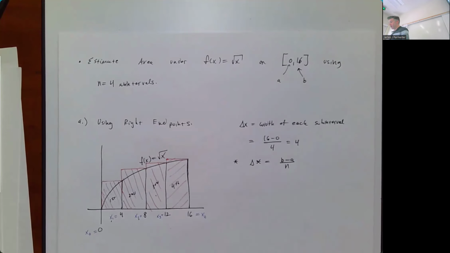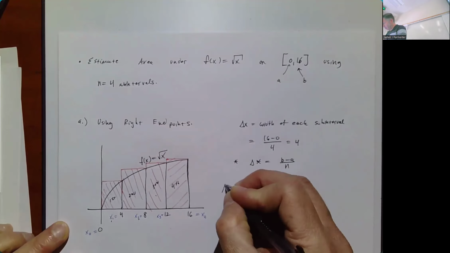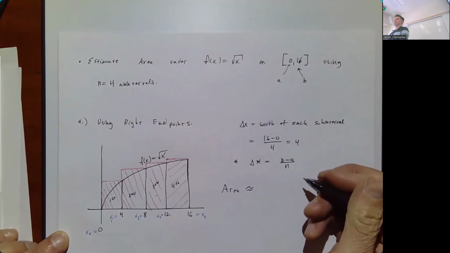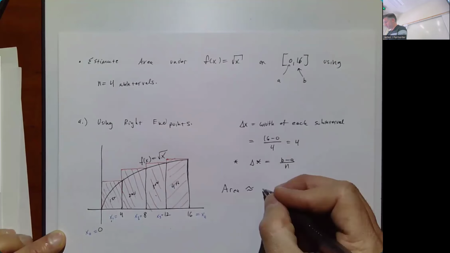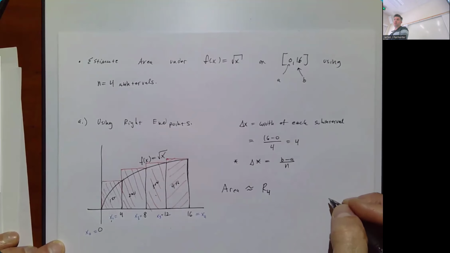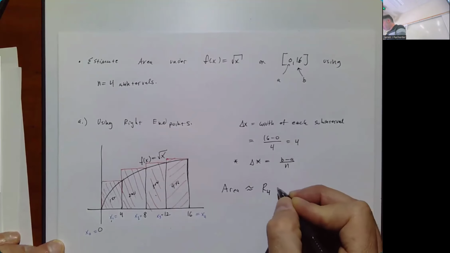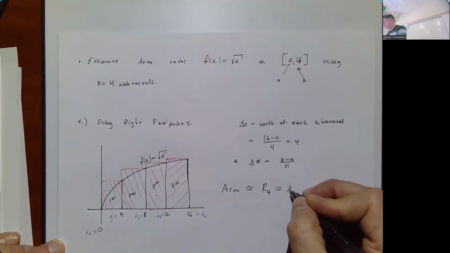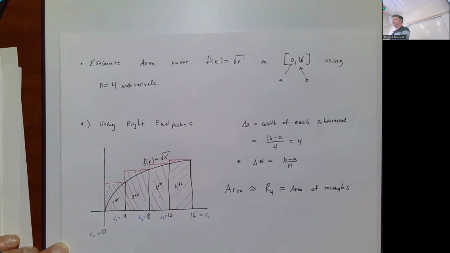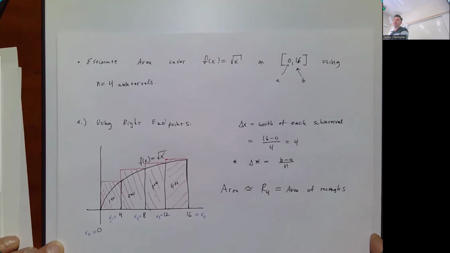So now if I want to estimate the area, I'm going to say that the area is approximately what I like to label as R4. R for right endpoints, 4 for the number of subintervals. And all this is going to be is the area of the rectangles. Why we use rectangles is they're easy to find the area. That's just going to be a base times the height plus a base times the height plus a base times the height plus a base times the height.